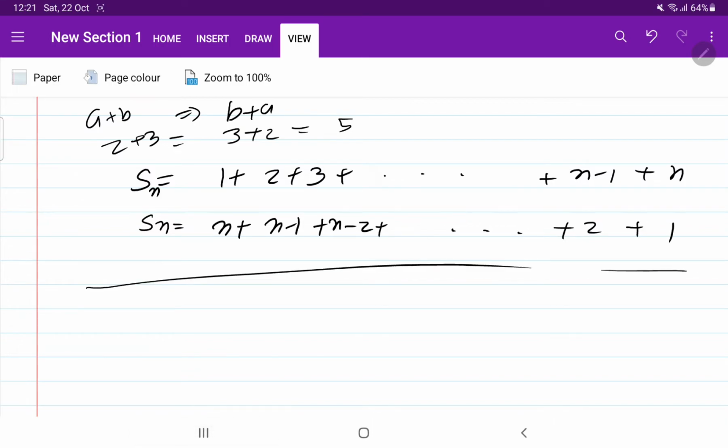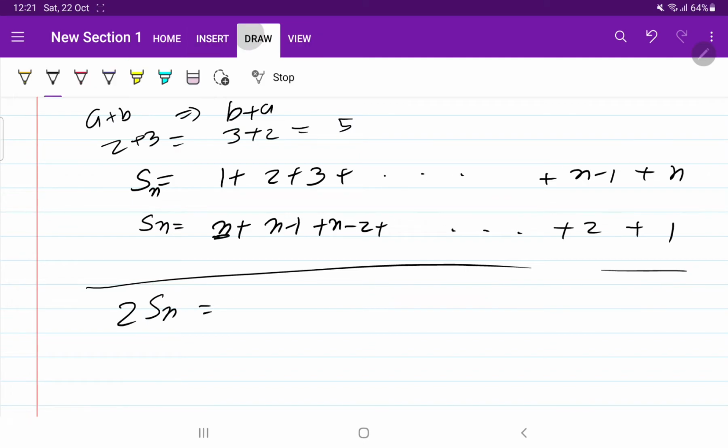Then what I have done, I have done the addition of both, okay, so here I get 2 times Sn. If we add these two terms, it will be n plus 1. If you add n minus 1 plus 2, it will again be n plus 1.